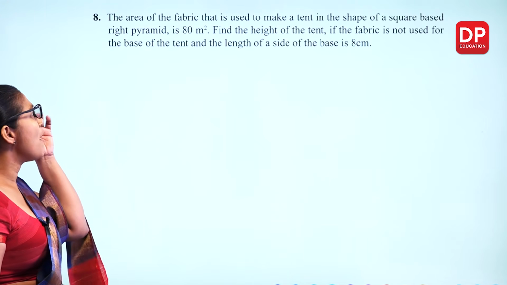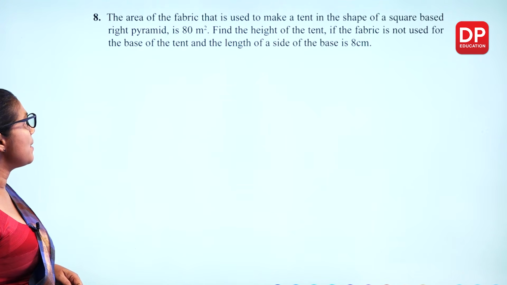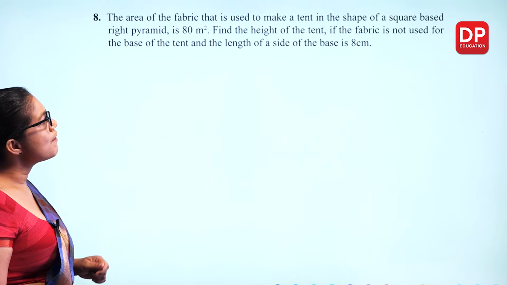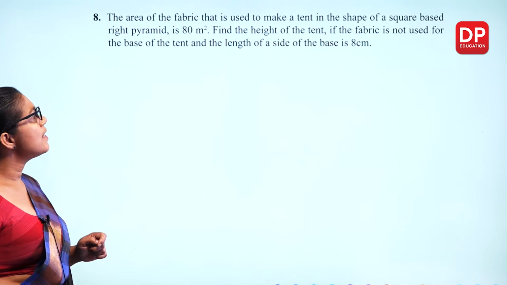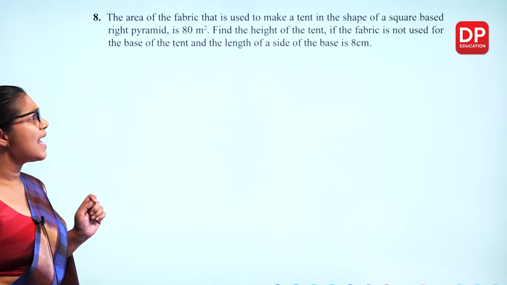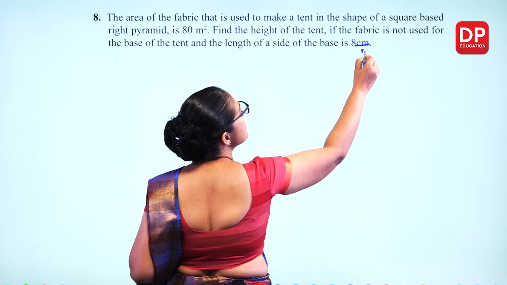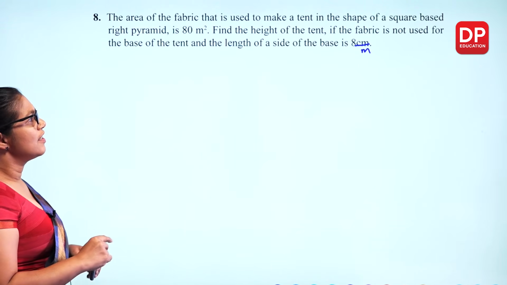We'll take question number 8. The area of the fabric that is used to make a tent in the shape of a square-based right pyramid is 80 square meters. Find the height of the tent if the fabric is not used for the base of the tent and the length of a side of a base is 8 meters. This should be in meters, because otherwise 8 centimeter is this much.